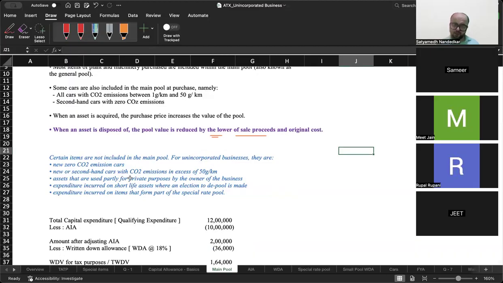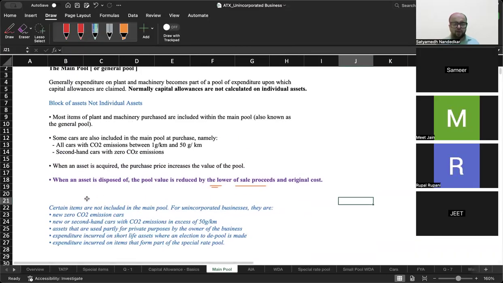Items not included in the main pool are: a new zero CO2 emission car, new or second hand car with CO2 emissions in excess of 50 grams per kilometer, and assets that are partly used for private purposes, partly by the owner. Short life assets where a depooling election is made are also not included.